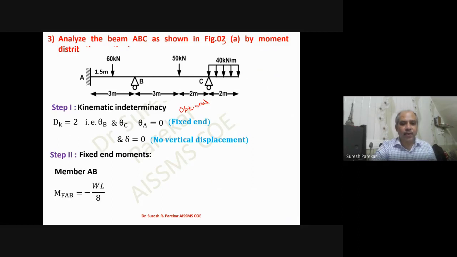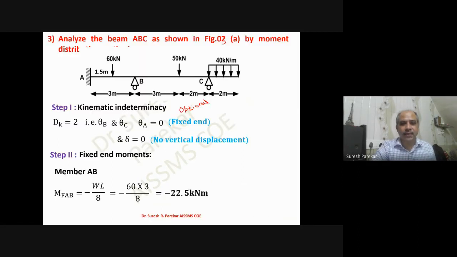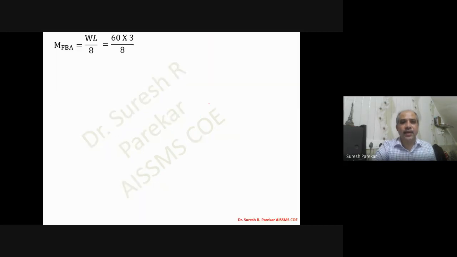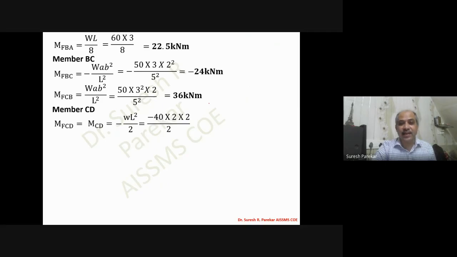Then we have fixed end moment. As usual, the load is in the center, so minus WL by 8, then WL by 8. Then member BC, as it is an eccentric load, so minus WAB square upon L square, WAB square upon L square. For CD, now we have an overhang. This we have seen in the slope deflection method, and this value is minus 80 kilonewton meter.